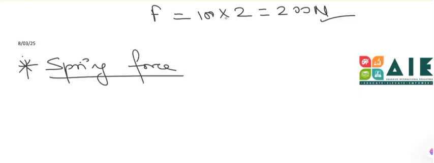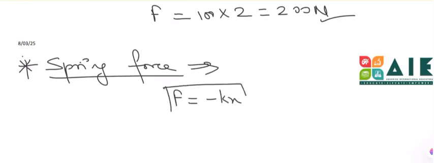Let's move ahead with our next topic, and the topic is spring force. This is where we left yesterday. I had told you that the formula is F = -kx. Now we have two types of spring forces: compression and rarefaction.